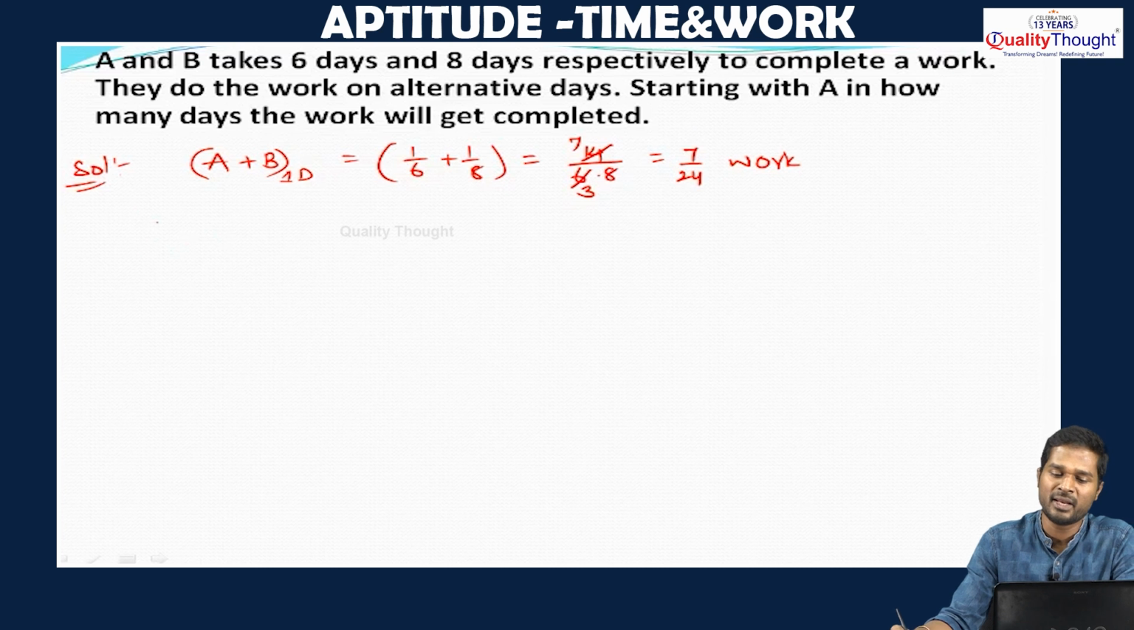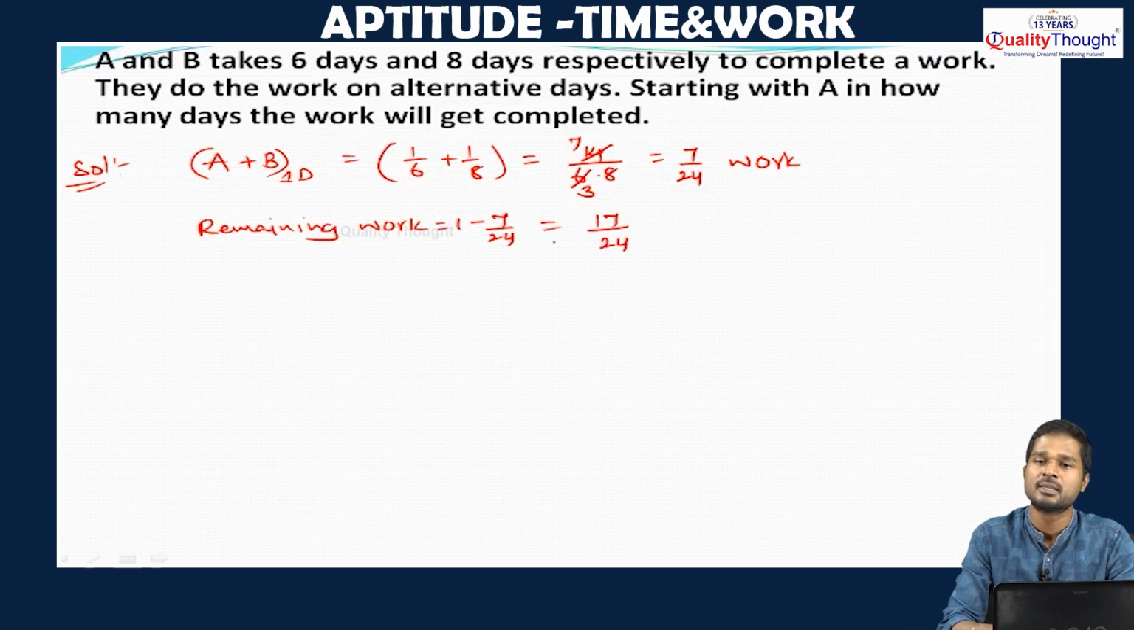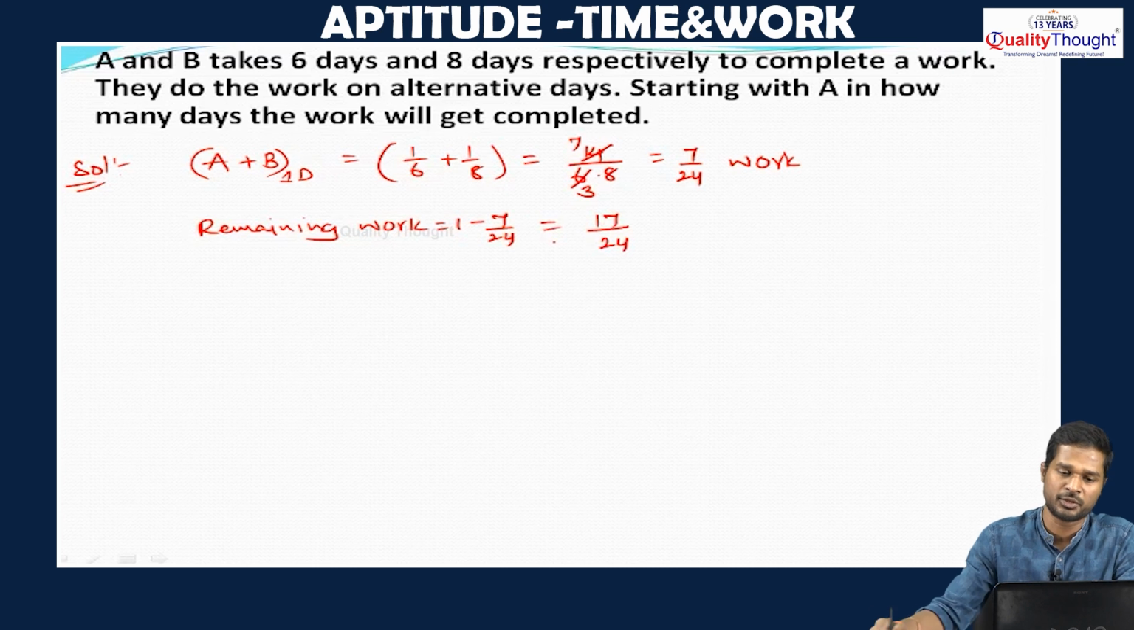Now calculate the remaining work. The remaining work is 1 minus 7 by 24. So 24 minus 7 is 17 by 24, which is the work they need to complete. See here clearly, A and B take 6 days and 8 days. So 1 by 6 plus 1 by 8, 8 plus 6 is 14 by 6 into 8, which is 7 by 24, the work they completed in 1 day. Now the remaining work is 17 by 24. This 17 by 24 work should be done in how many days?